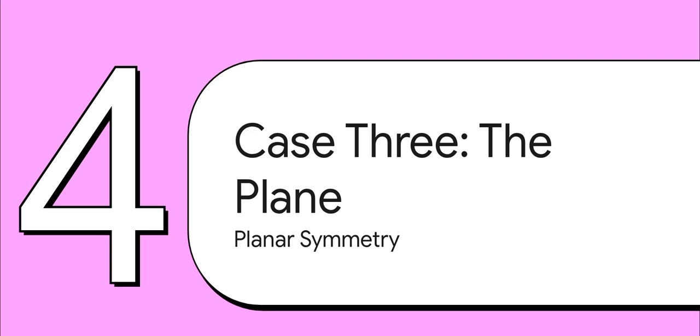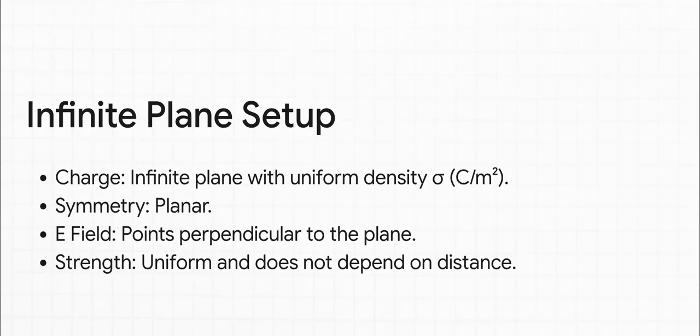What if we have an infinite flat sheet of charge? Just a massive, endless charged surface. With an infinite plane that has a uniform charge density, sigma, the electric field lines have nowhere to spread out to. They have no choice but to point straight away from the plane, perfectly parallel to each other. And this leads to a really wild prediction. The field strength shouldn't change at all, no matter how far away you get.